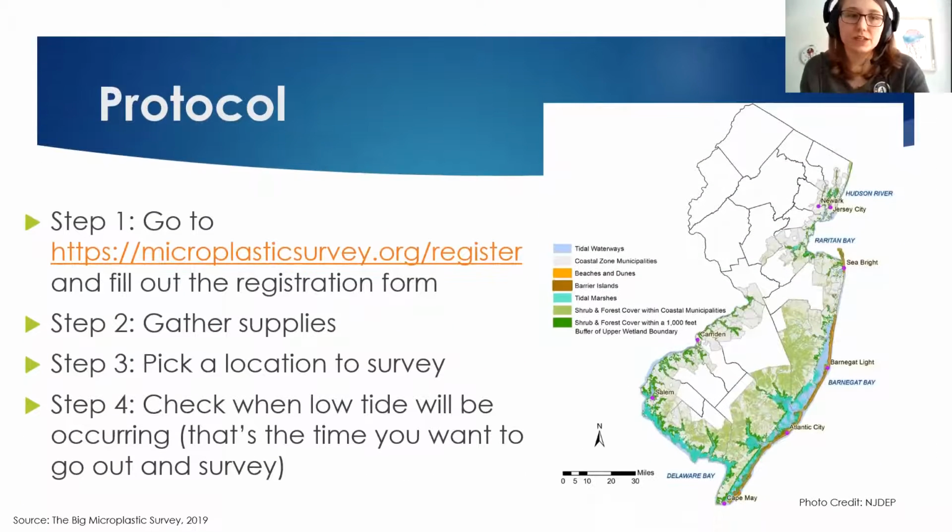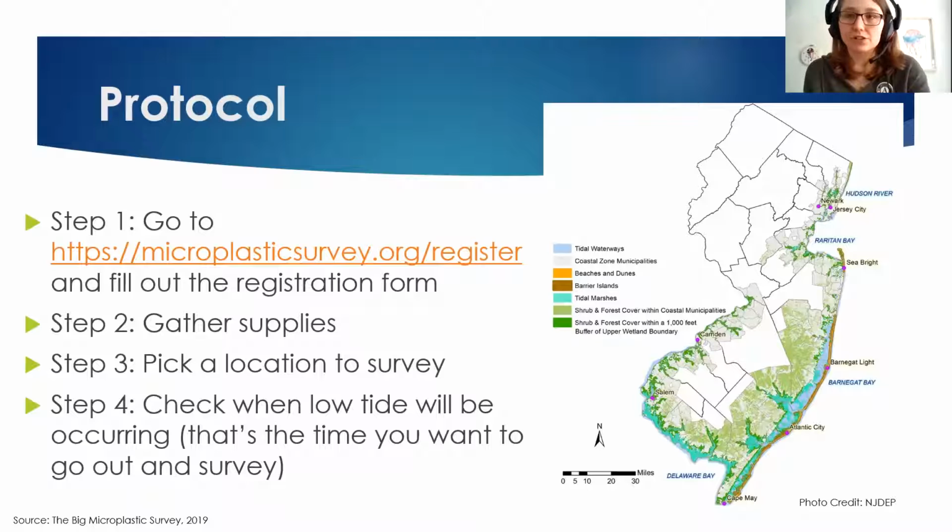So the first thing to do would actually be to sign up for this project. You could go to microplasticsurvey.org/register, and they have a registration form that you can fill out. And this is really important, because once you register, you'll get a code, and you need that code in order to submit your data.